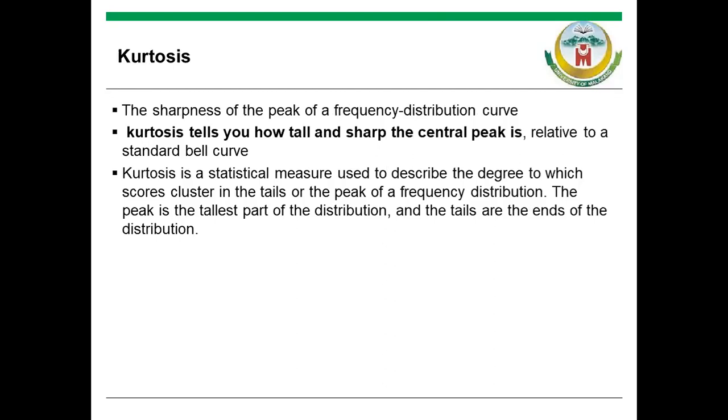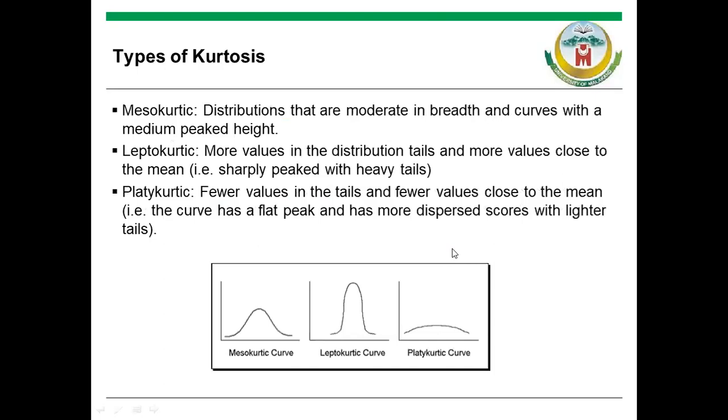Okay, now kurtosis. So what is kurtosis? The sharpness of the peak of a frequency distribution curve, how sharp the peak is. Kurtosis tells you how tall and sharp the central peak is relative to the standard bell curve. Kurtosis is a statistical measure used to describe the degree to which scores cluster in the tails or the peak of a frequency distribution. The peak is the tallest part of the distribution, and the tails are the ends of the distribution. Okay, now types of kurtosis.